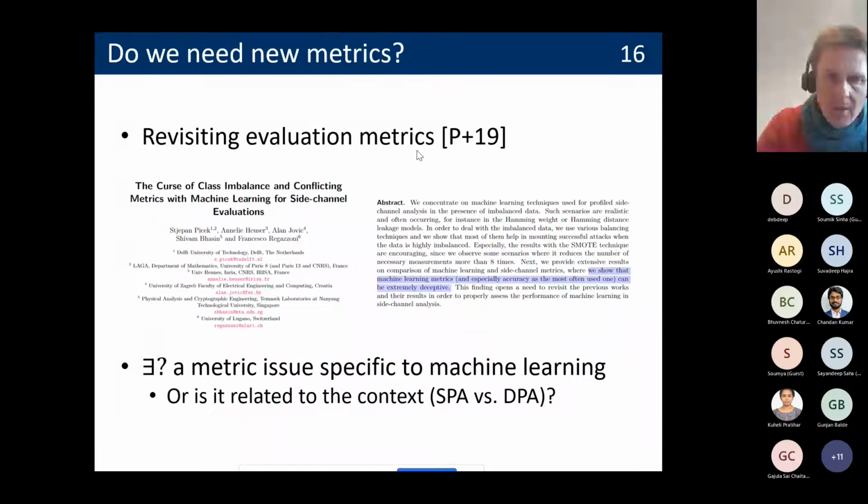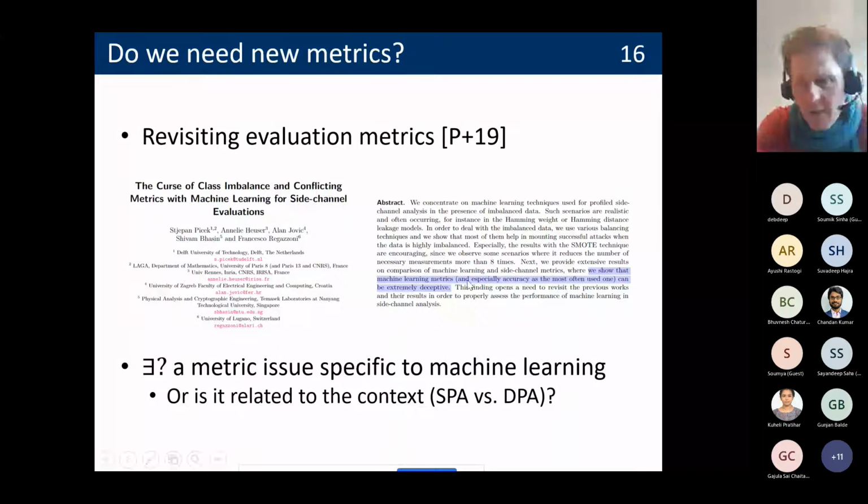So the starting point here is this nice paper from Picek and co-authors at CHES 2 years ago. It's a paper about conflicting metrics between machine learning and side channel attacks. And they explicitly say in the abstract, we show that machine learning metrics, and especially accuracy as the most often used one, can be extremely deceptive. So this is suggesting that there is at least a metric issue.